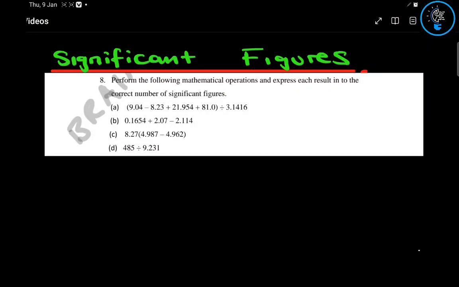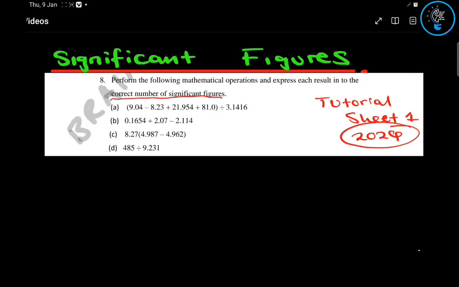Okay, let's do it. So we have this particular question that popped up in tutorial sheet 1, 2024. So we are told to perform the following mathematical operations. Express each answer in the correct number of significant figures. Okay, so we have A. So on this one, guys, pay close attention. There's something that I didn't explain that I need to explain at this stage.